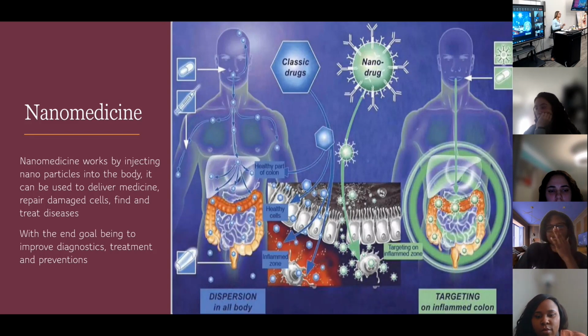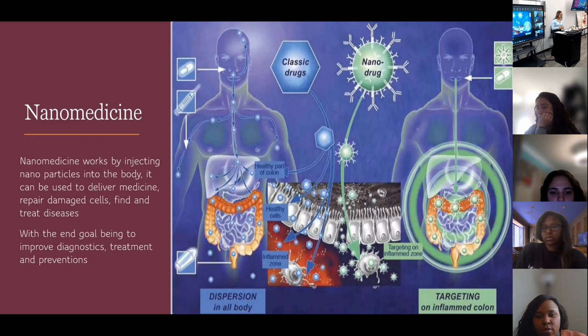Okay, so nanomedicine works by injecting nanoparticles into the body. It can be used to deliver medicine, repair damaged cells, and treat diseases. So with the end goal being to improve diagnostics, treatment, and prevention.